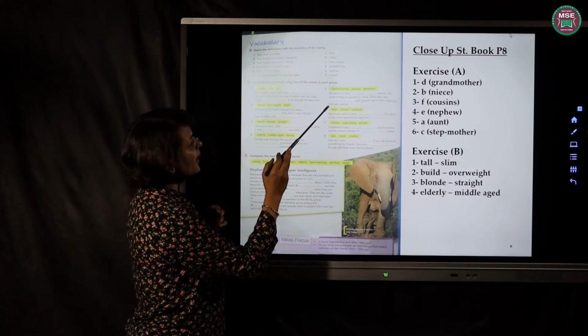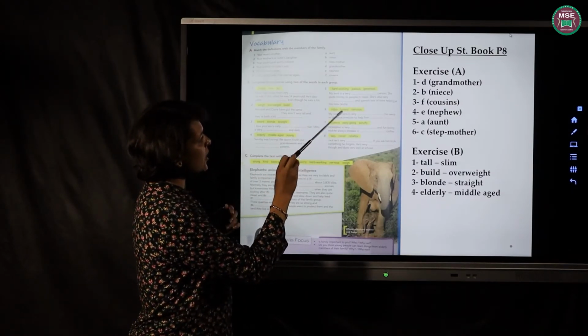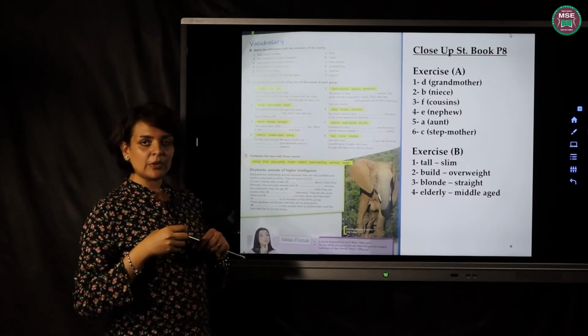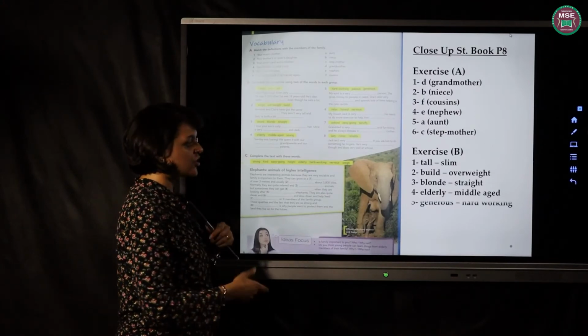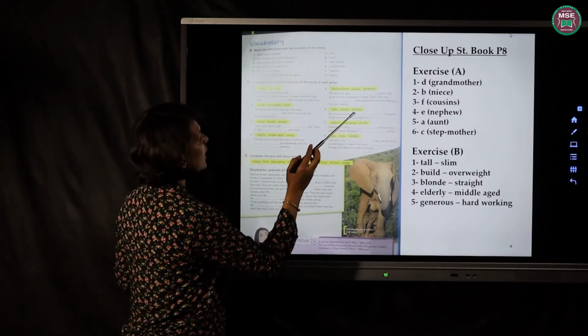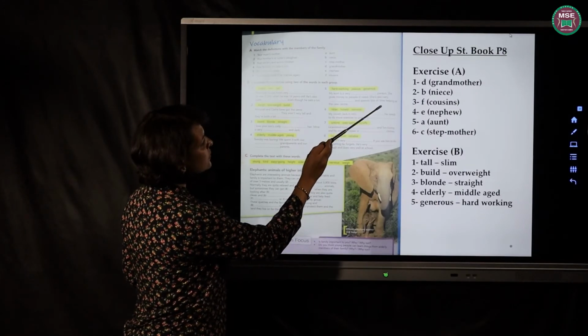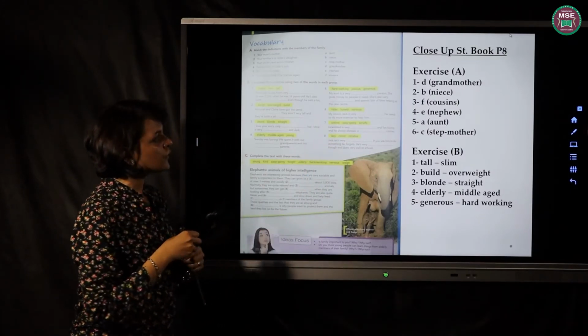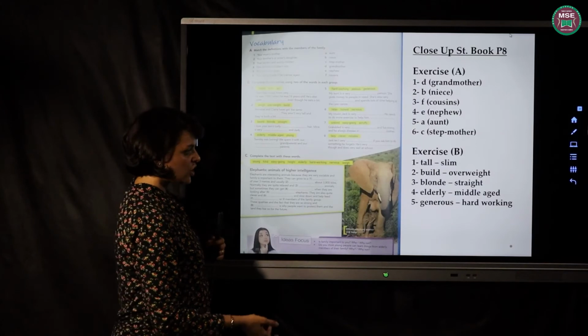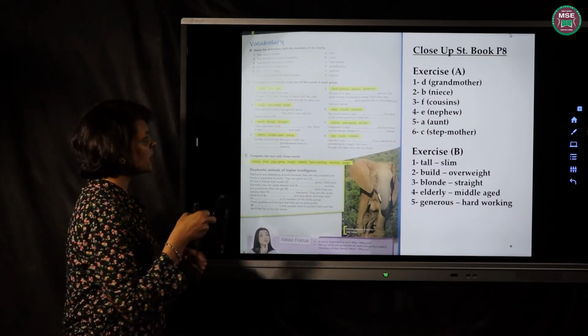Okay, five. My aunt is very what person? She gives money to people in need. So she's very generous, kind. So she's always very what and spends a lot of time helping. She is a hardworking person.